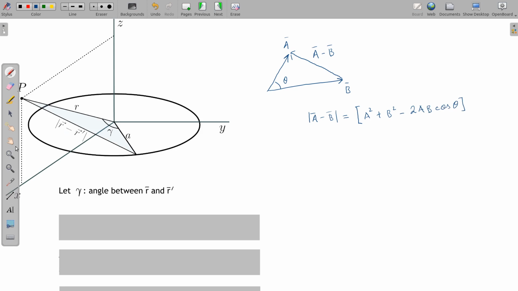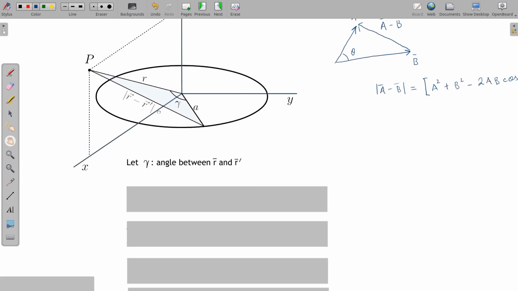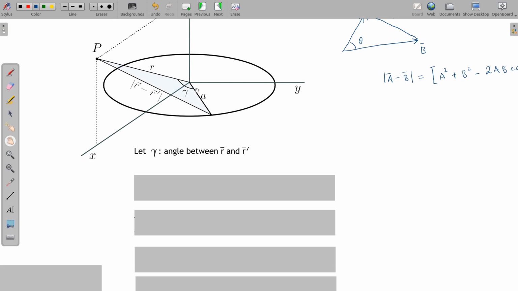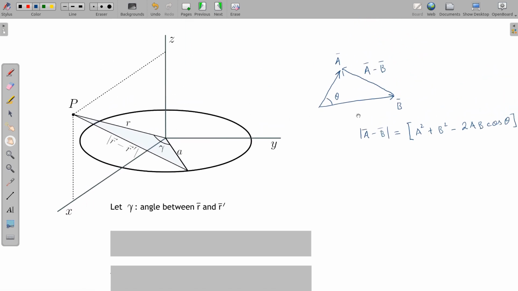We can do it over here also. We have two vectors r and r prime, and the angle between them is gamma. I want to find out this distance. If you correlate with this, instead of a, we consider this to be vector r, and instead of b, we consider this as r prime. So a minus b is nothing but r minus r prime, and theta is nothing but gamma, the angle between the two.